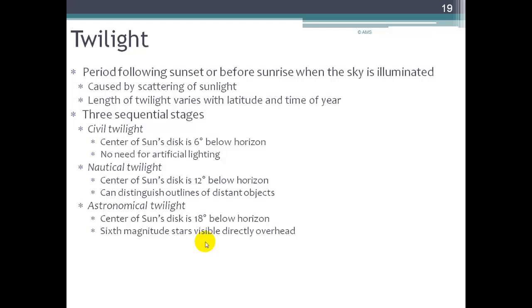So we call that period twilight, the period of light that follows sunset or comes before sunrise, where the sky is illuminated but the sun is below the horizon. It's caused by scattering of sunlight, and the length varies with latitude and time of the year.